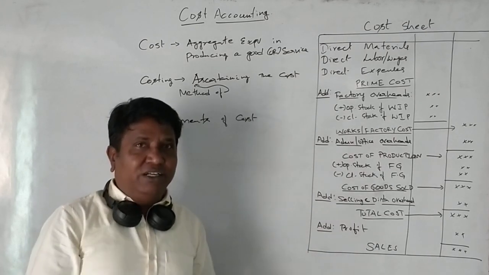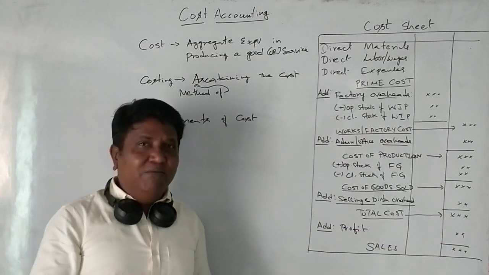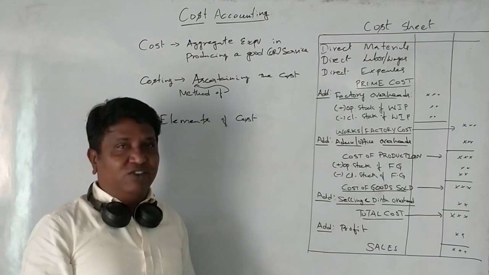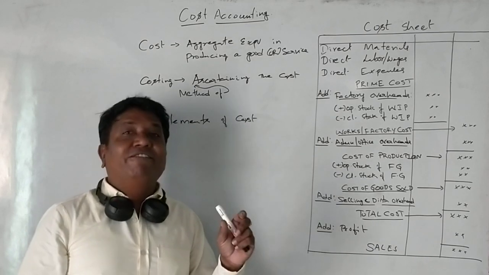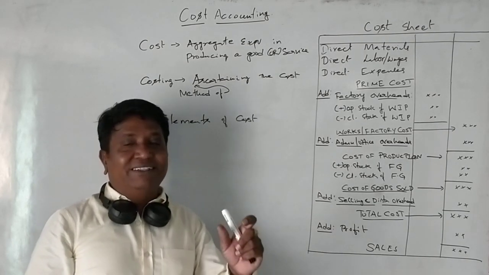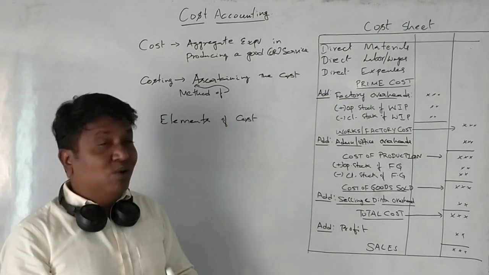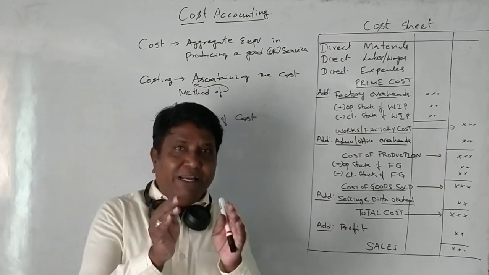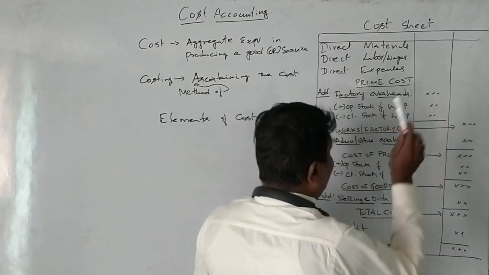See, a manufacturer, when he wants to ascertain his total cost or total expenses in manufacturing a product, first, what is required to manufacture a product is material. So, what is the direct material required? What is the direct labor or wages paid to the labor in manufacturing the product? And what are the direct expenses like carriage inwards, power, fuel, all these are direct expenses. When you add these basic items, the primary expenses incurred in manufacturing a product, that is called the prime cost.